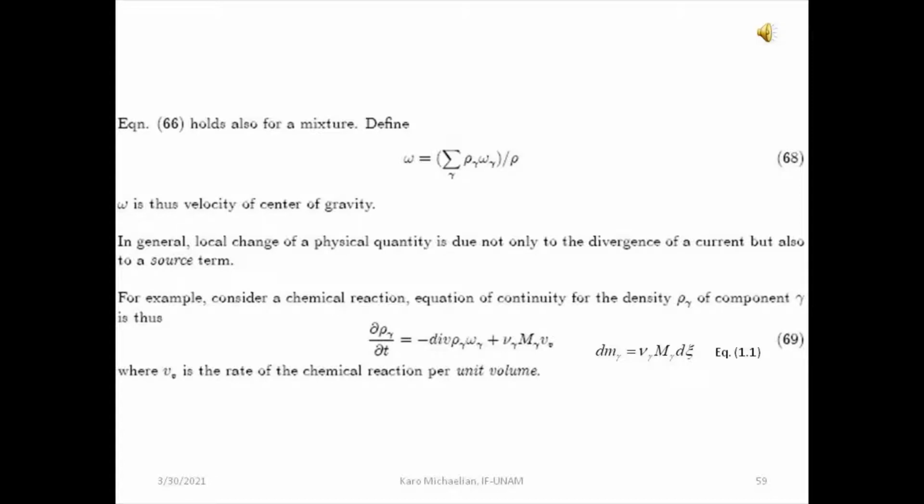And we can see that if we go back to equation 1.1 of the book of Prigogine, where dm gamma is just equal to the stoichiometric coefficient of gamma times the molar mass of substance gamma times d chi, where, remember, chi is the advancement of the reaction. So d chi by dt is the velocity of the reaction, or in other words, the rate of the chemical reaction per unit volume. Now we have to talk about all substances per unit volume, because now we are considering the continuous and not a discrete case.